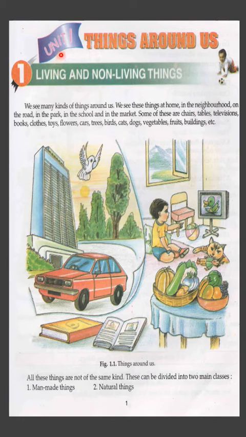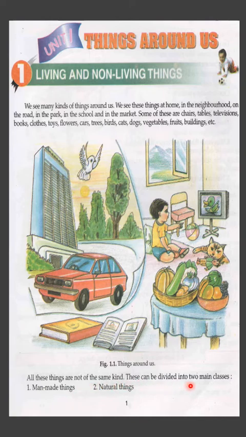Let's go with the reading, children. Unit 1, Things Around Us. Chapter 1, Living and Non-Living Things. We see many kinds of things around us. We see things at home, in the neighborhood, on the road, in the park, in the school, and in the market. Some of these are chairs, tables, televisions, books, clothes, toys, flowers, cars, trees, birds, cats, dogs, vegetables, fruits, buildings, etc. All these things are not of the same kind.